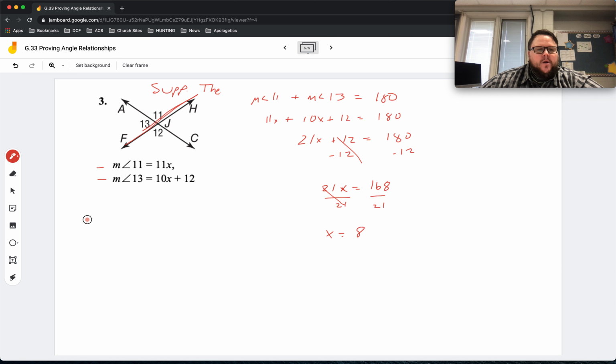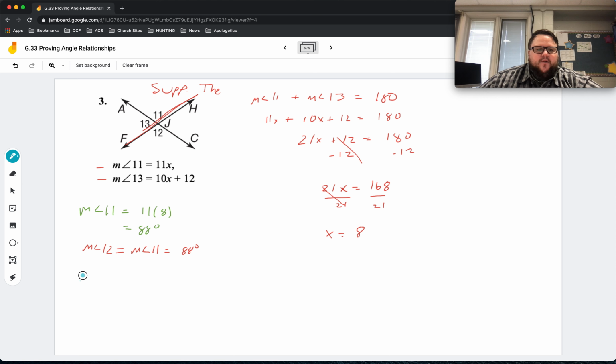So now I know measure, I'll do this in a different color. We'll do measure of angle 11 equals 11 times x, which is 8, which equals 88 degrees. And then notice I'm going to do measure of angle 12. Because it's a vertical angle, it's going to be the same as measure of angle 11, which equals 88 degrees.